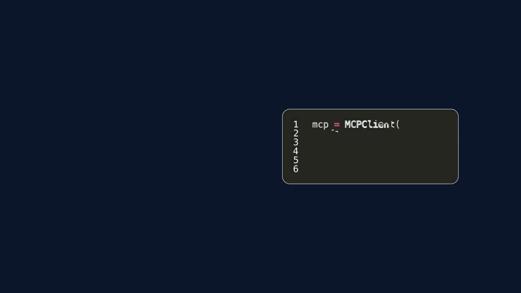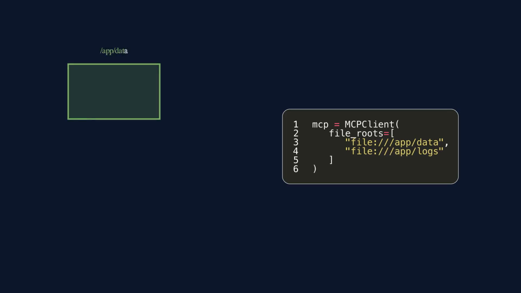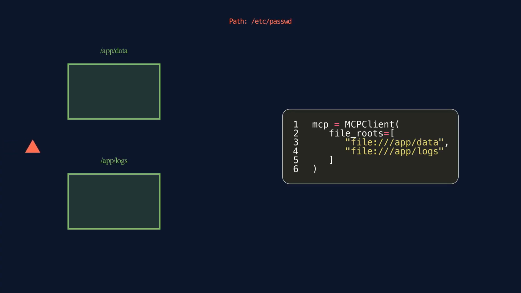Next up, routes. Agents need context, and context usually lives in files. Routes allow the client to define a sandbox, a specific set of directories that the server is allowed to look at. Visually, imagine your file system as a massive dark grid. Routes are the spotlights. The server can only see what is lit up.